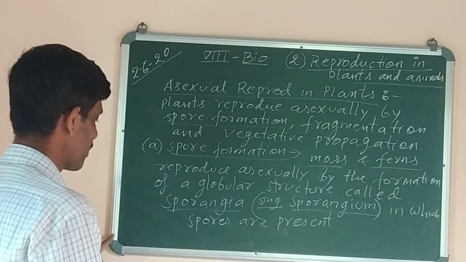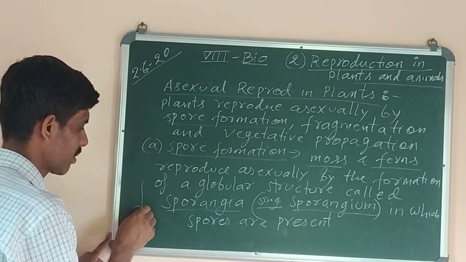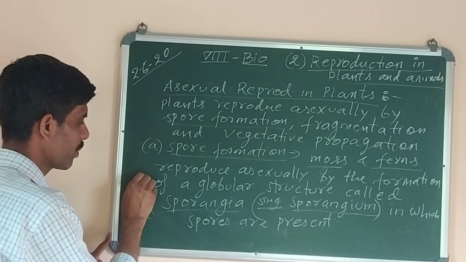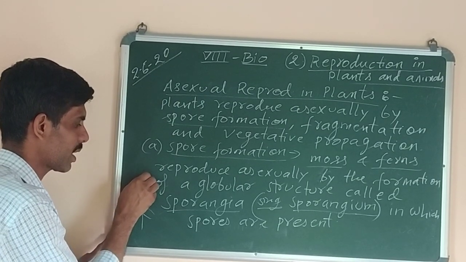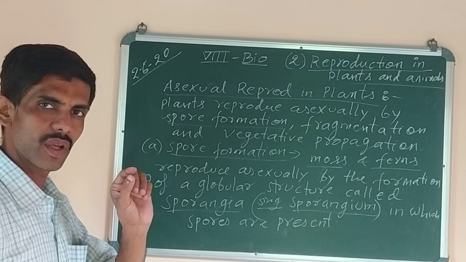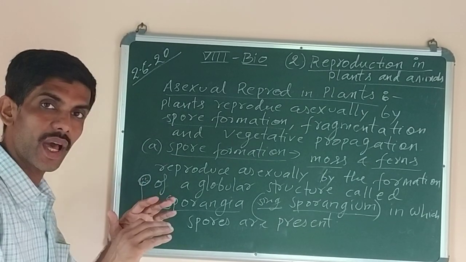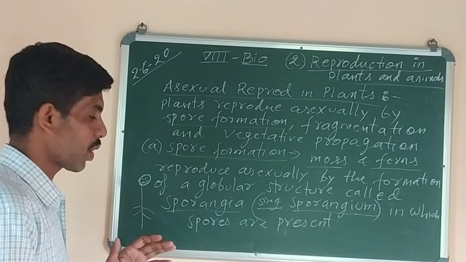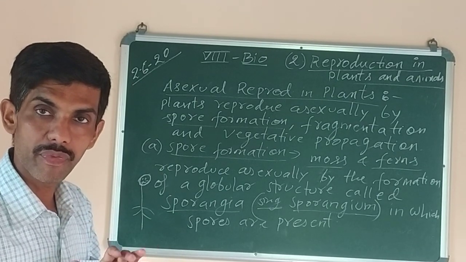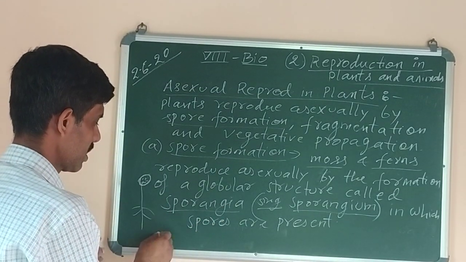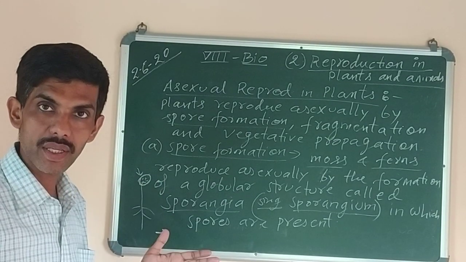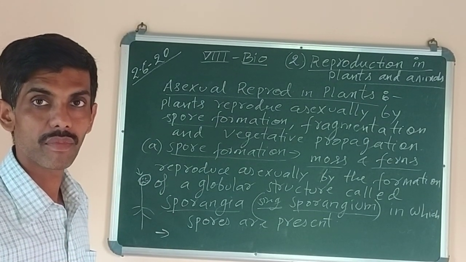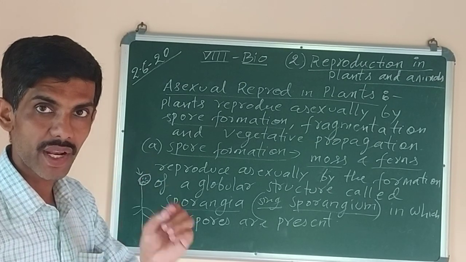Okay, if you see the diagram like this, the leaves are there, and here a globular round structure is there. This is called sporangium. Inside that sporangium, many tiny spores. When this sporangium will mature, means when it will be fully grown, it will burst. So once it is fully mature, this is called sporangium. It will burst and it will release the spores. Spores are very light in weight.